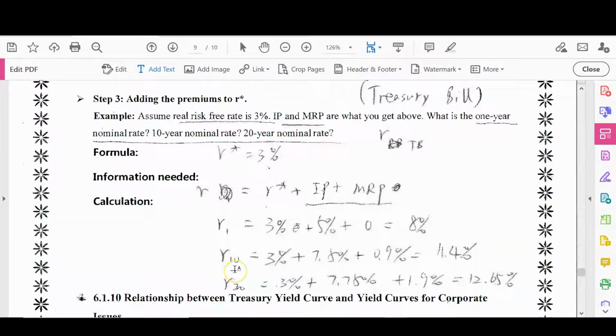For the 10-year bond, we still start from R star, 3%. We add the inflation premium for a 10-year bond, which is 7.5% from step 1, plus the maturity risk premium for a 10-year bond, which we have from step 2 as 0.9%. We add these numbers up and we have 11.4% as the interest rate for a 10-year bond.